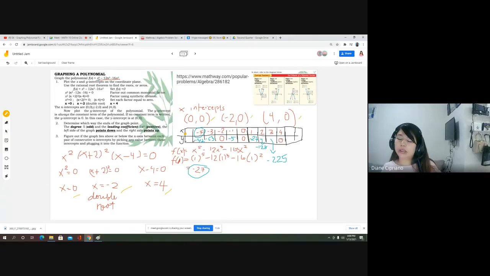Ma'am, bakit po nga ulit naging 0 po itong y? Kasi walang constant term dito. Nag-end ka lang sa x squared. Wala kang constant term. Kaya naging 0 yung y mo. Pag meron namang constant, magpapakita ko sa inyo ng samples dyan.